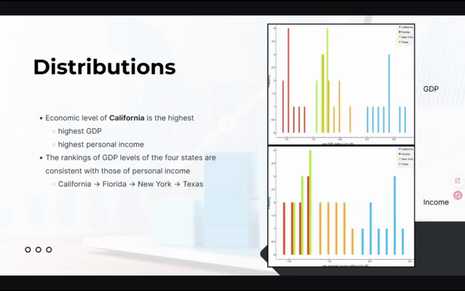During the workflow, we have 4 different kinds of visualizations, which are distributions, box plot, scatter plot, and heat map. First, we use distribution to identify the economic levels of different regions and find which state has the highest output and income. Through the visualization, we found that the economic level of California is the highest, which has the highest GDP and personal income every year. Also, the ranking of GDP levels of the 4 states is consistent with that of personal income, which is California, Florida, New York, and finally Texas.